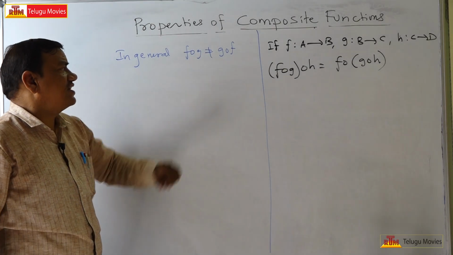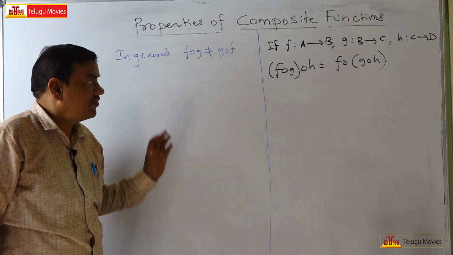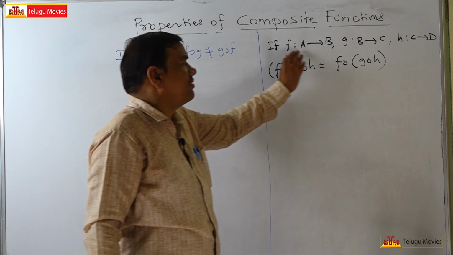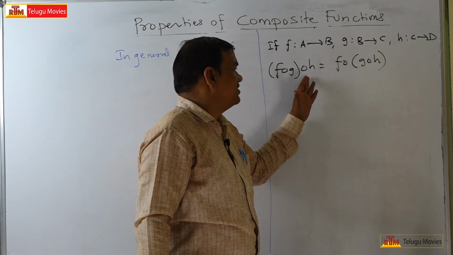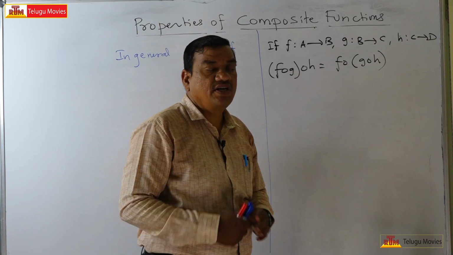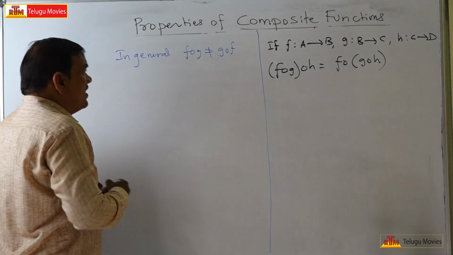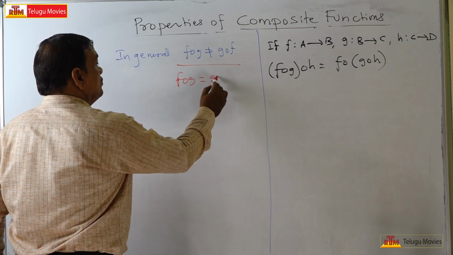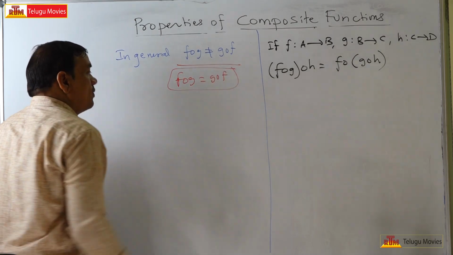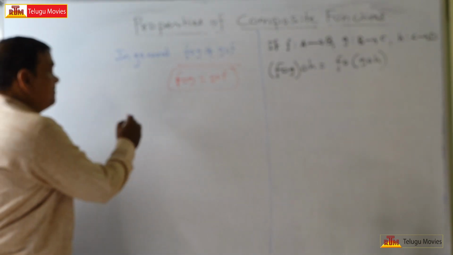In general, F circle G is not equal to G circle F. Already proved. This also: F from A to B, G from B to C, H from C to D, then F circle G circle H is equal to F circle G circle H. Then when will it be possible that F circle G is equal to G circle F? Let us see that.